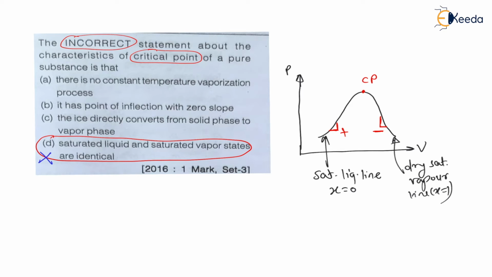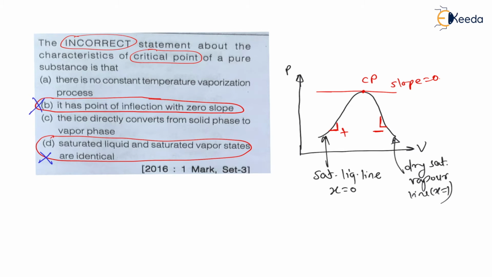Now again, at the critical point, positive slope becomes negative slope. To change from positive slope to negative slope, the slope must be 0 first. Therefore at the critical point we can say slope is 0, right? And always a zero slope point is called a point of inflection. Therefore the critical point is also called a point of inflection or zero slope point. Look at option B, it has a point of inflection with zero slope. Hence statement B is also correct, but they are asking which is the incorrect statement. Therefore statement B is also not a choice, right?